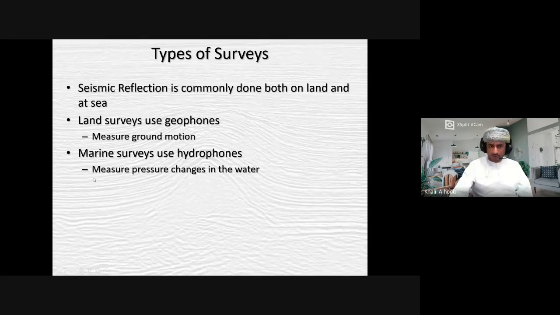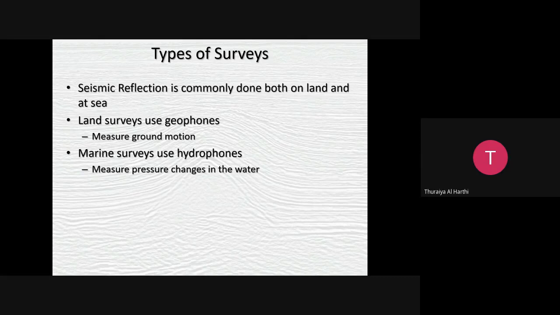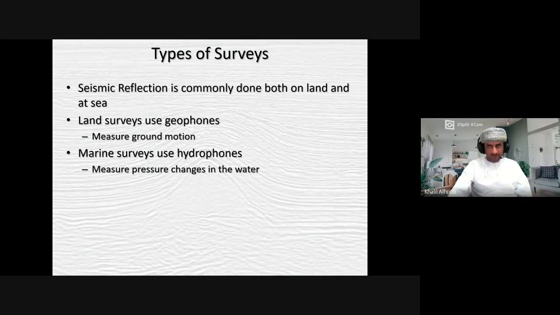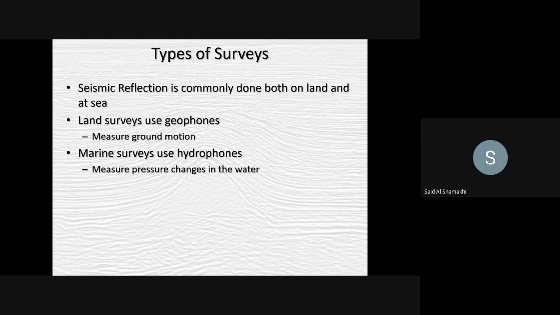May I ask a question? Which one do you think is faster and cheaper, marine or land survey? Which of these two survey types, land or marine, is cheaper? Do you understand what I say? I think land survey. Safia is saying land survey. Do you agree with her? I think land survey also.